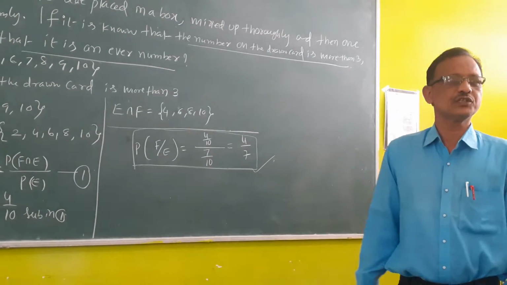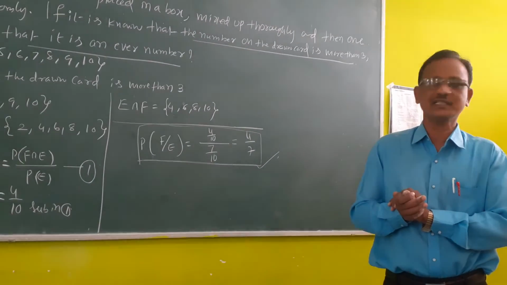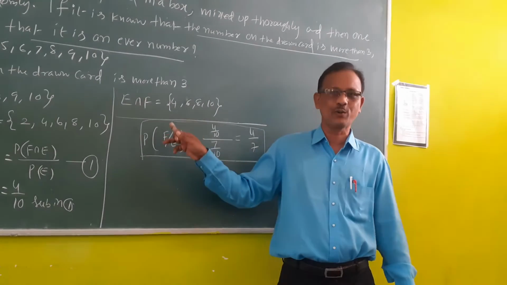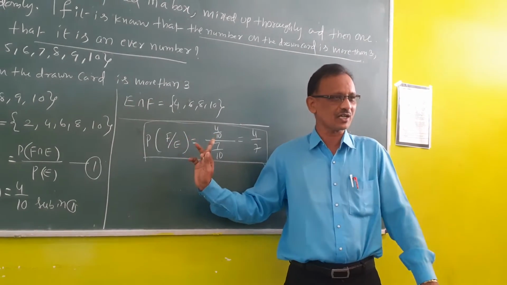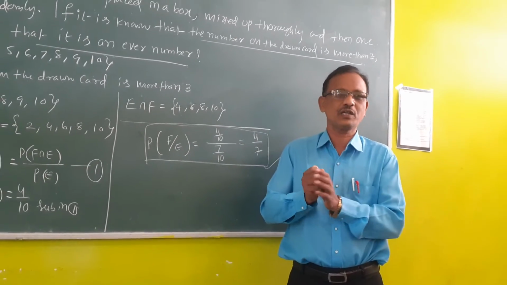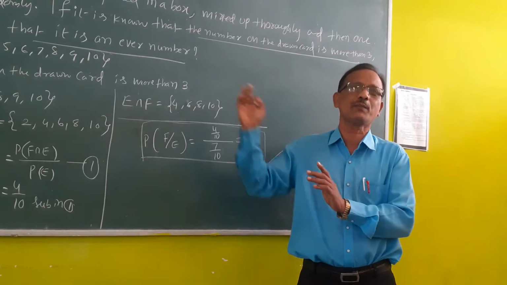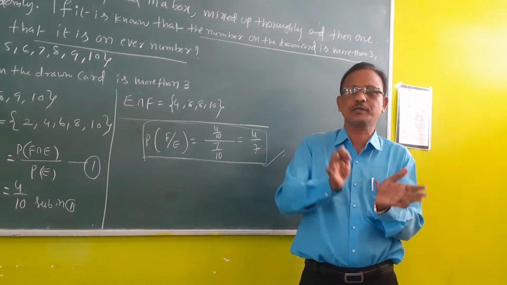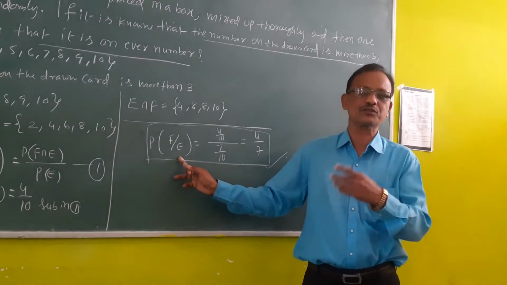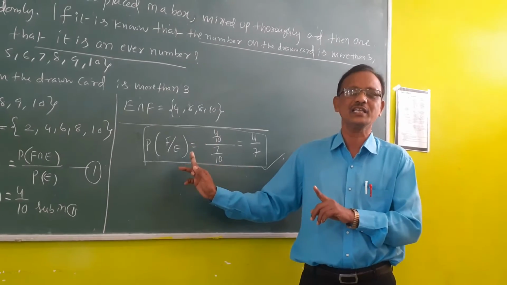See, this is based on the sample space. The shortcut method is based on E. What is the probability of F, depending on E? E is the base event. Actually, when we are finding a probability, generally the base event is the sample space. Depending on the sample space, we can find the probability. But in conditional probability, we can also find the probability of F based on the event E.